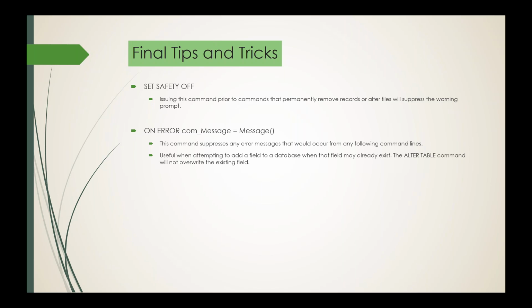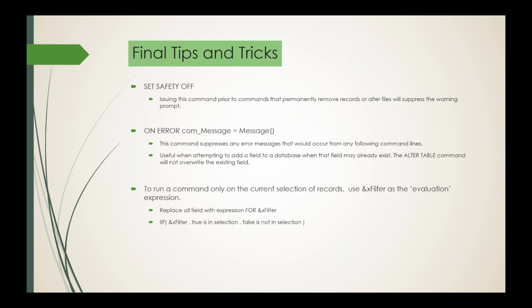So if you have a database and you want to use the alter table command on it, but there are certain situations where the field you're trying to add exists and others where it doesn't exist, you use this on-air command as your first command. When it gets to that line, if that field already exists, it would normally throw an error message saying that the field being inserted already exists. You can't add this field, it's already there. So we want to suppress that. We don't want to see that line. We just want the command to continue on without interruption.